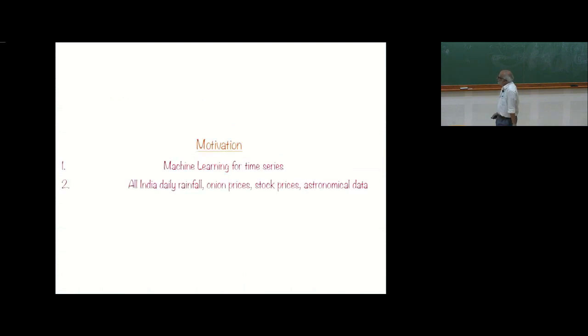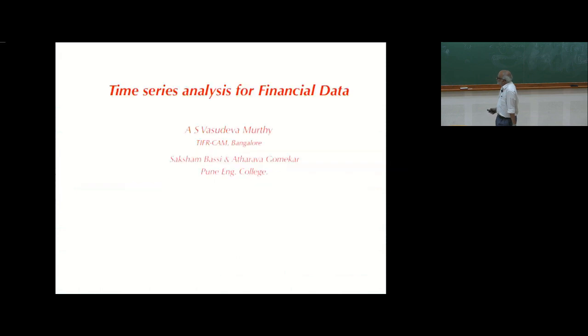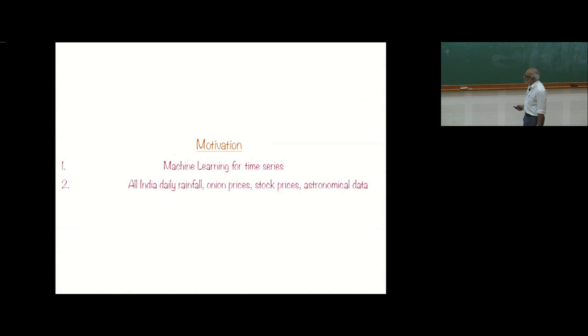So what's the motivation? These two BTech students had earlier done a summer project at an astronomy center in Pune, where they looked at some astronomical data as a time series analysis. They wanted to continue on those things, and in particular they proposed to use machine learning techniques for time series. The data we thought we'll look for is all India daily rainfall data, onion prices, stock prices, and astronomy. In this talk, I will be mostly concentrating on onion prices.